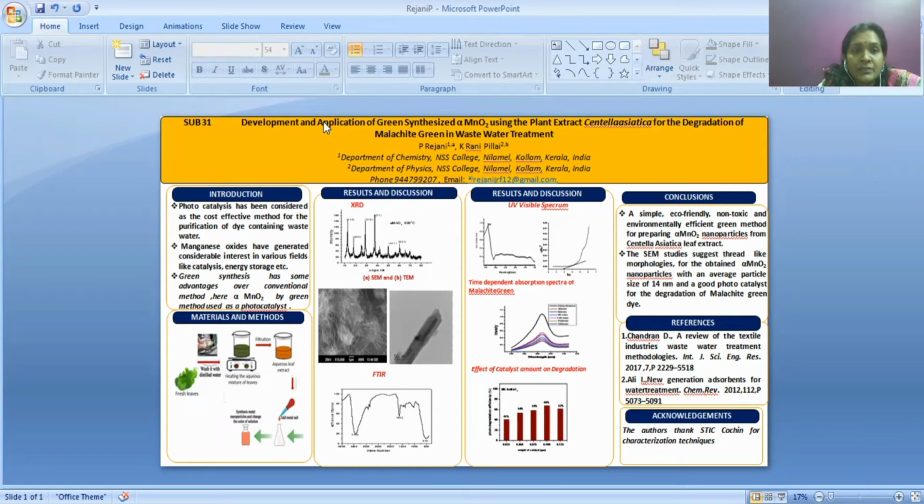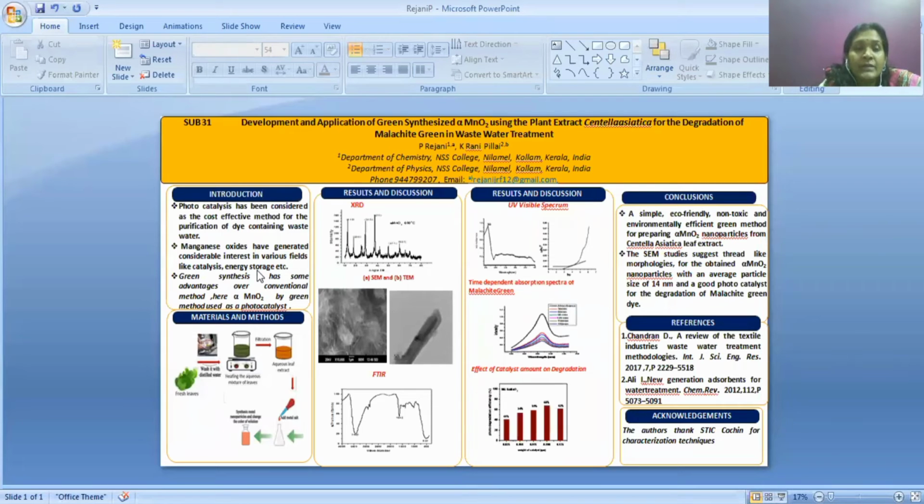Today, I am explaining the development and application of green synthesized alpha MnO2 nanoparticles using the plant extract Centella asiatica for the degradation of malachite green in wastewater treatment. Let's have some introduction. All of us know what a photocatalyst is, the role of photocatalysis in today's applications and wastewater treatment, and the importance of nanomaterials for this purpose.